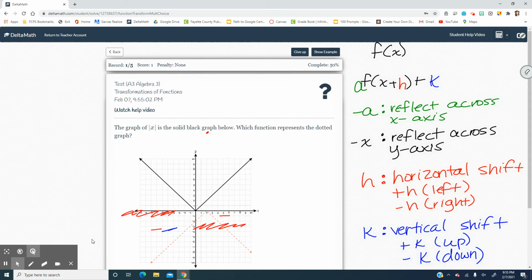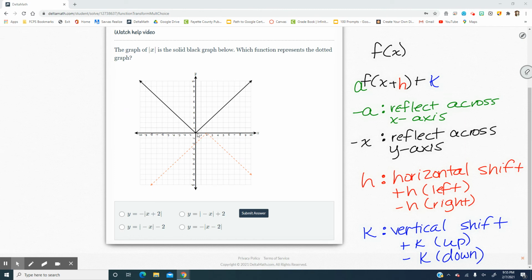All right. Let's try a couple of these. Let me erase those marks. Okay, this one. Let's see. I like to look at the vertex. That's usually my point of reference. I want to move the vertex from 0, 0 to 2, 0. So I want to move it to the right. So I'm going to make the number inside the parentheses negative 2.